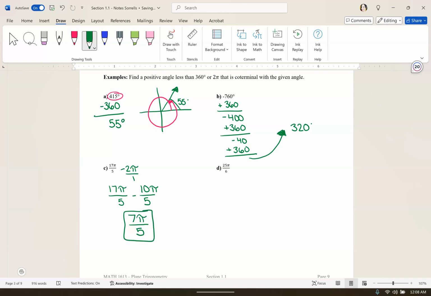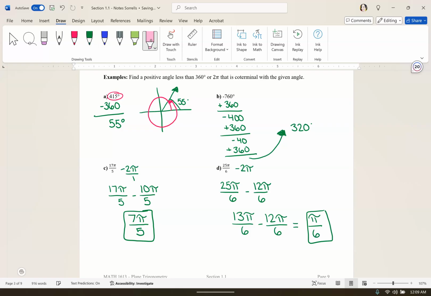Okay, the next one is 25 pi over 6. So again, I want to subtract 2 pi. I need that same denominator, so that means 2 pi has to be 12 pi over 6. So 25 minus 12 is 13. 13 is not less than 6. So I have to subtract out another full rotation of 2 pi, because remember, those are the same. And when I get done with that, I get pi over 6, which is less than 2 pi.